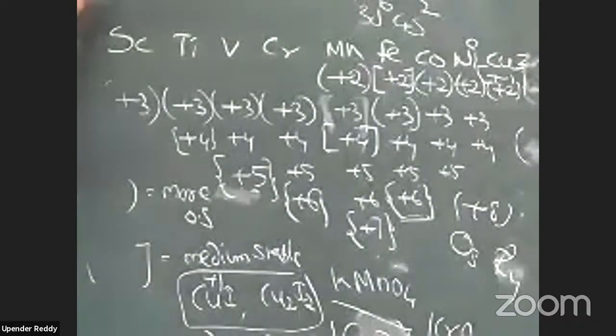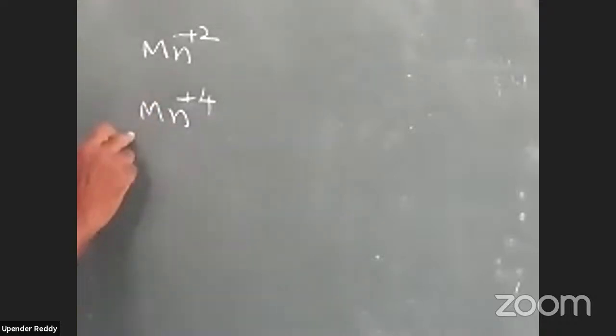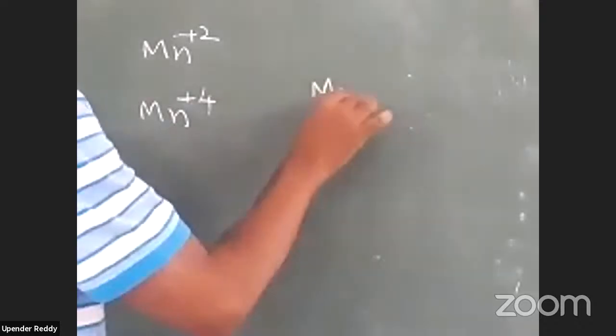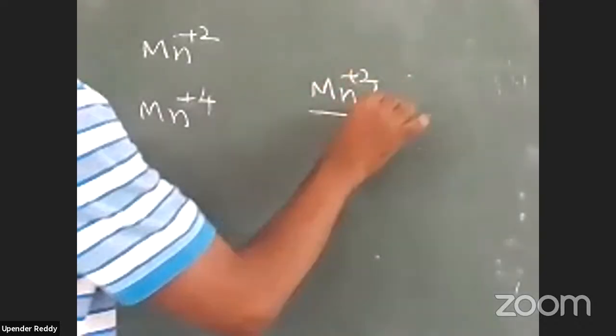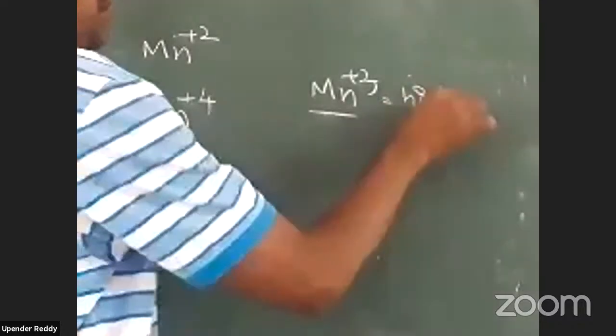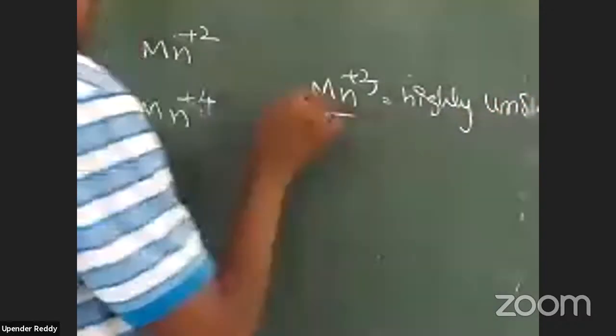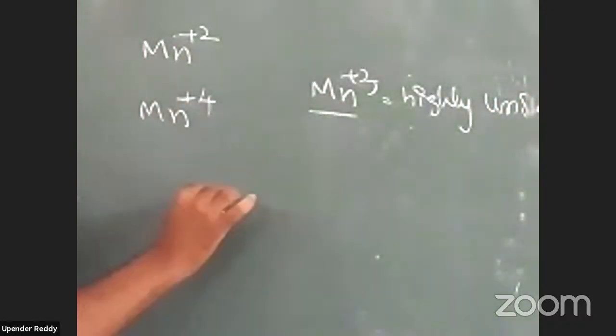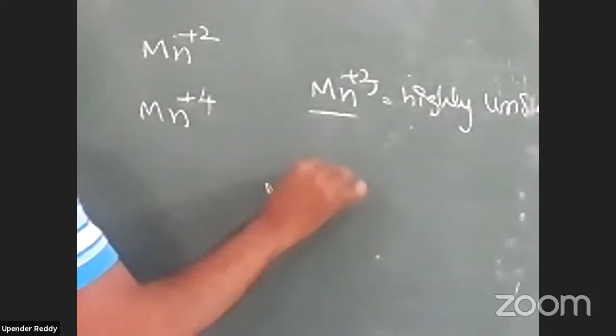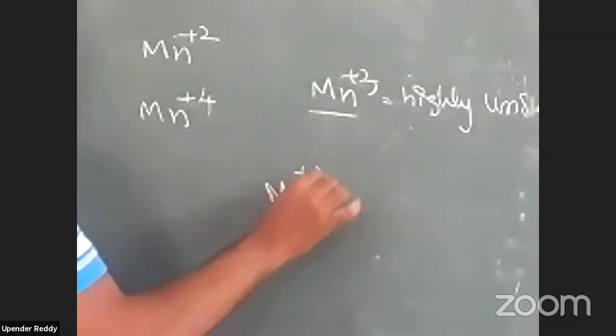So before going into detail, I am going to discuss one most important point here. Why, out of manganese +2 and manganese +4, these two are stable oxidation states. Manganese +3 is highly unstable. These are the two stable states. Hence, manganese +3 undergoes disproportionation.